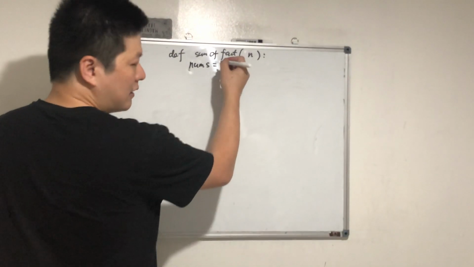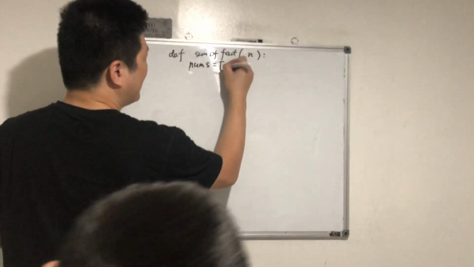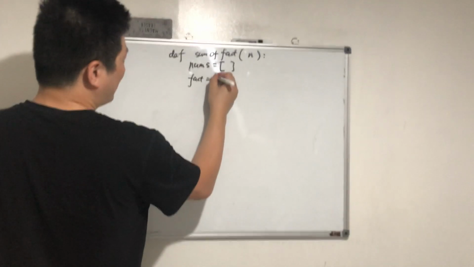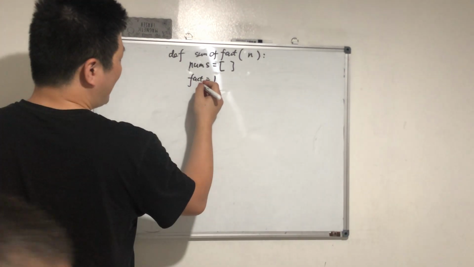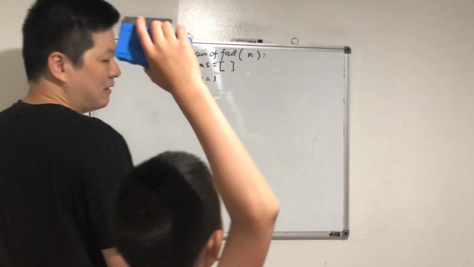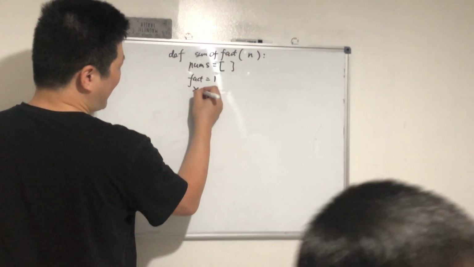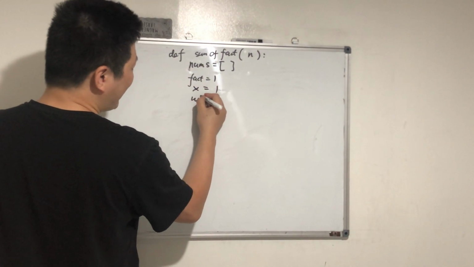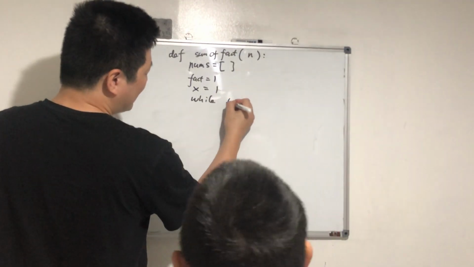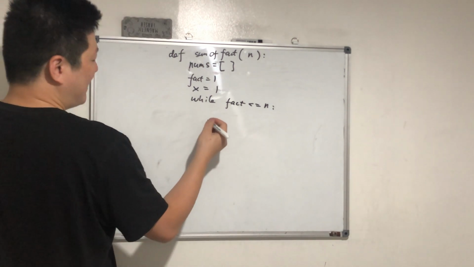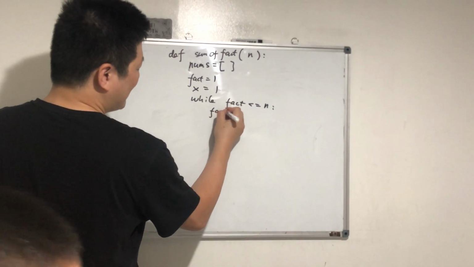Zero. I mean list. A list, a bracket. Yeah, list. Okay. At the beginning, fact is the first one, which is 1, and then we want to multiply by x. Yeah, x equals 1. Okay, so while fact is smaller or equal to n, what do we do?